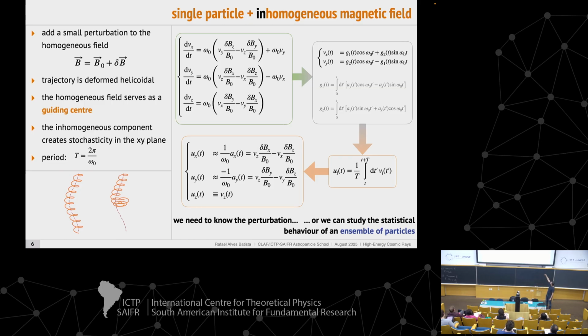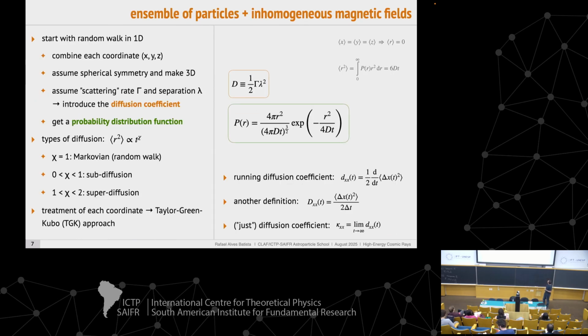Well, since we have this inhomogeneous magnetic field, and since it's turbulent, we have these small perturbations, we can say the following. Instead of working with a single particle in this specific magnetic field, we can use an ensemble of particles all together and study the statistical behavior of all these particles in this magnetic field, such that we can calculate averages and statistical properties, which are much easier to do.